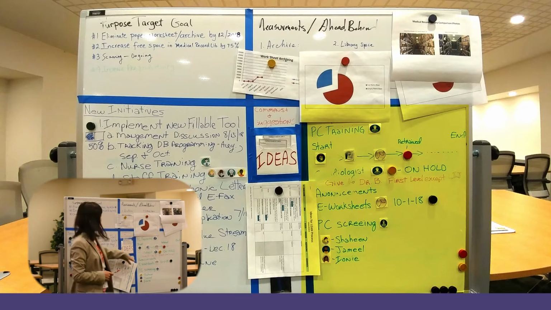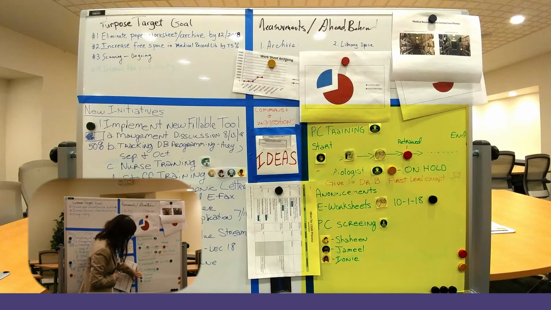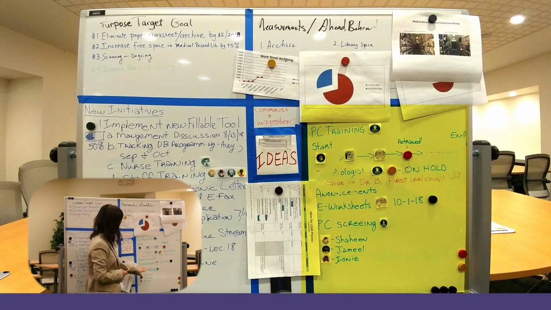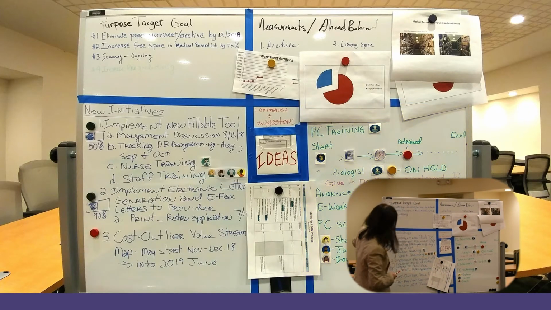When we are moving on our model cells, the value stream map to eliminate our steps, every step of the way, we may have new processes implemented. So we're making announcements. For example, the electronic worksheets, and then we eliminate the PC physician screening. These are all very concrete.